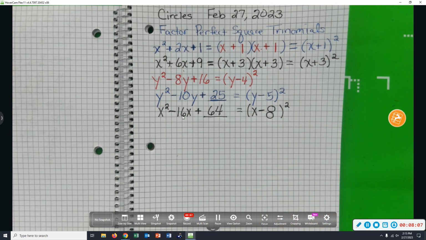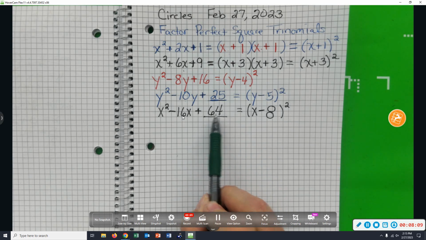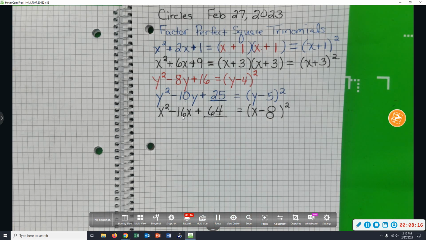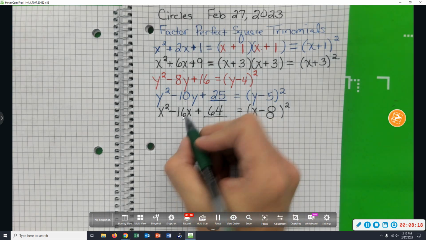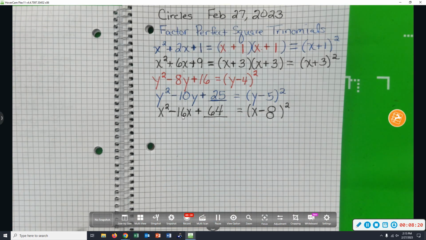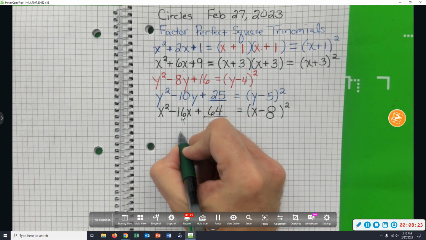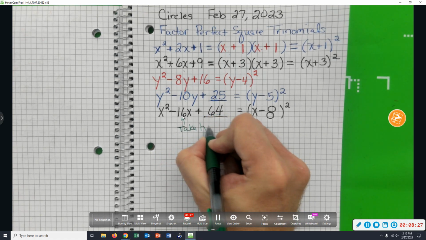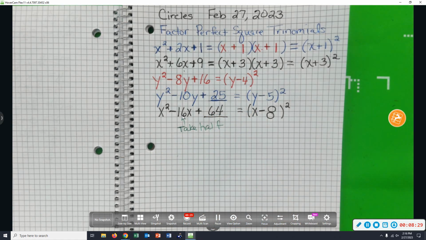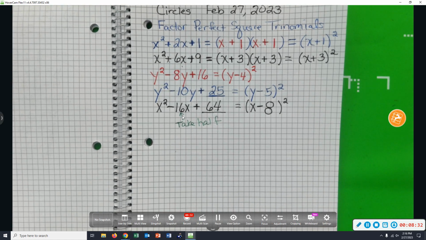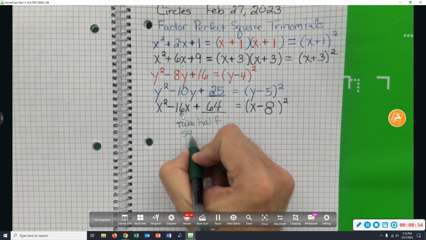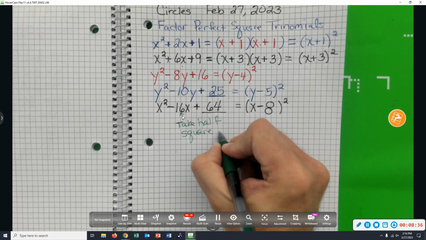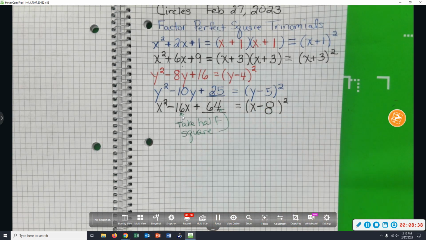So, if you didn't know this number, if you just wanted to make sure that you have a perfect square trinomial and you needed to find this number, how am I doing this in my head? Well, here's what I'm doing. Take half of that number right there. Take half. And then square it.